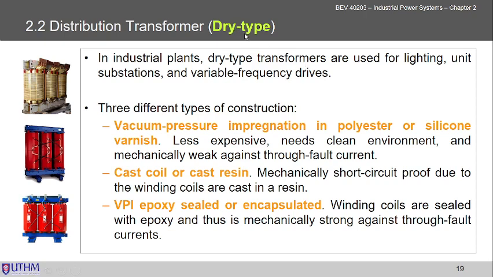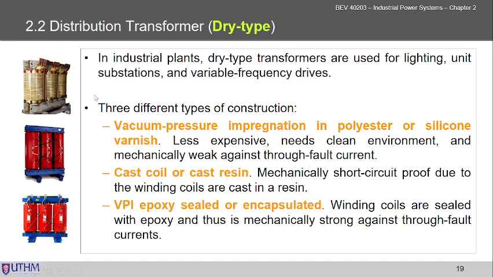So for the dry type transformer, basically we have 3 types. The first one is the vacuum pressure impregnation, and the impregnation is in polyester or silicone varnish. This is the vacuum pressure, and this is much cheaper because it's less expensive.